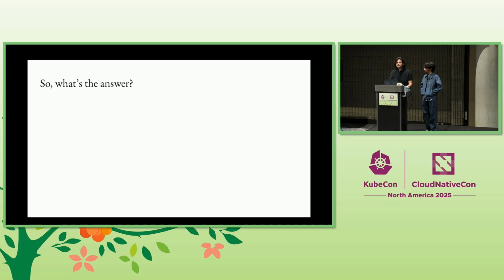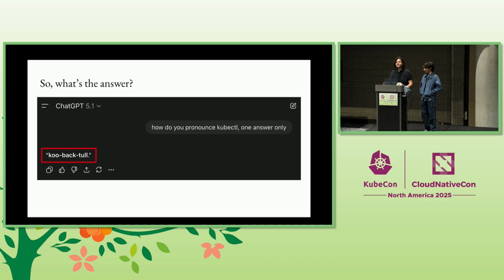So our question was, how do I pronounce kubectl? So what is the answer, right? We decided to ask the latest ChatGPT model, and it said what it said, right? It said what it said. We're not going to say anything more on that. Maybe this is the right way. I don't know.